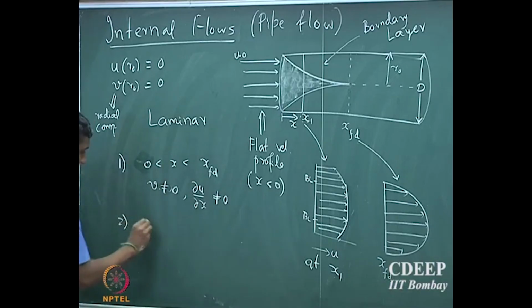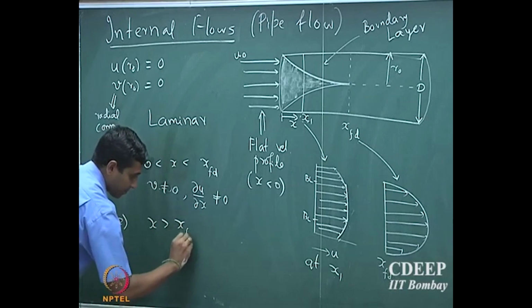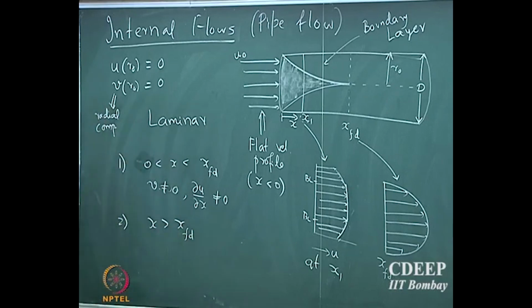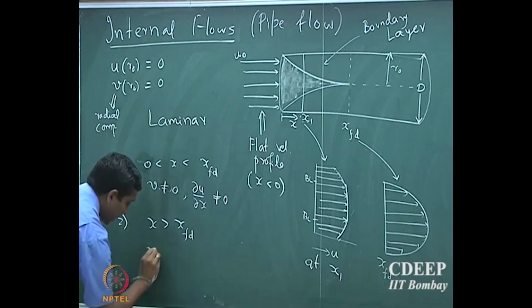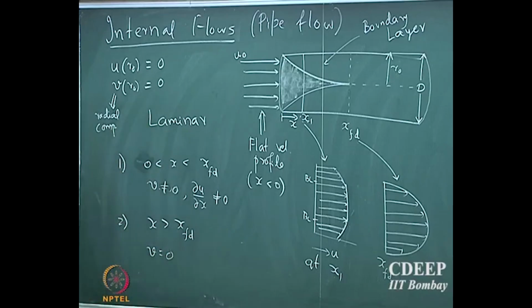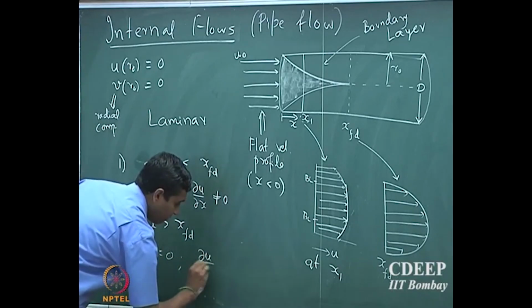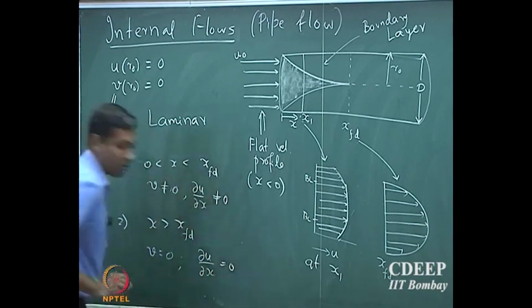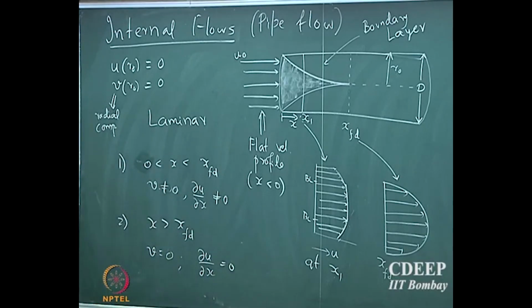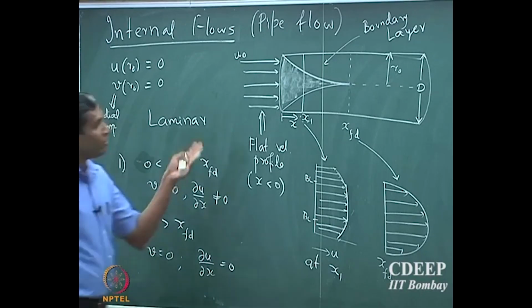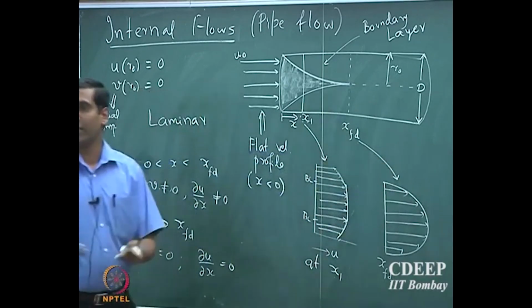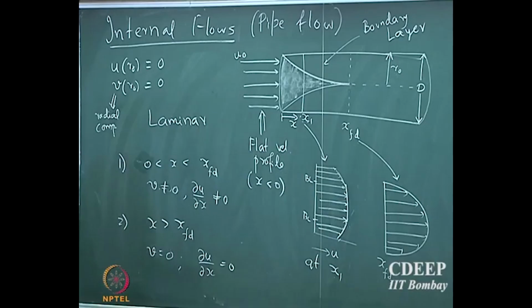But then if x is greater than x_fd, that is, if you reach the fully developed regime, suddenly you will see that the y component velocity goes to 0, and then du/dx also will be 0. The velocity profile does not change; the fluid will continue to move in that direction, but it will have a definite parabolic profile.